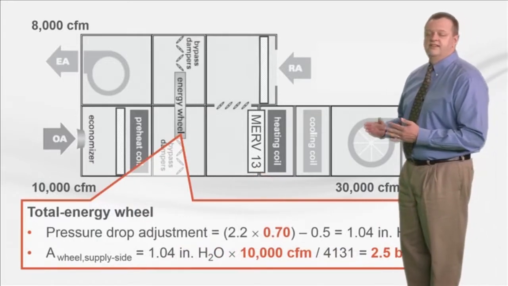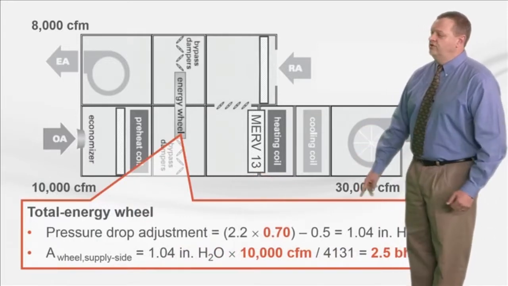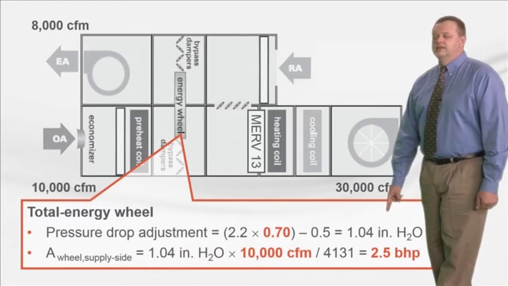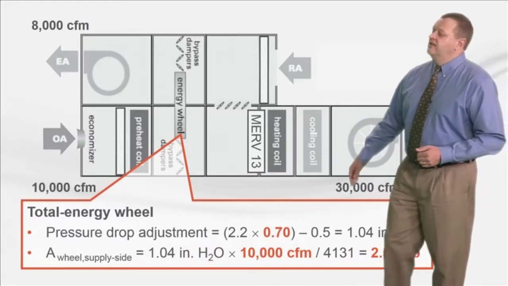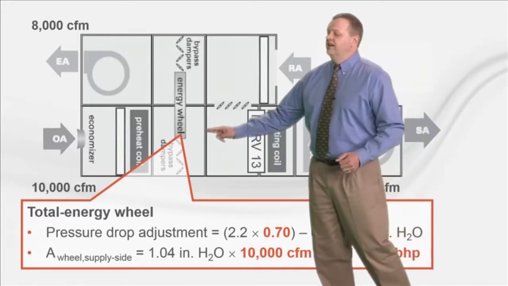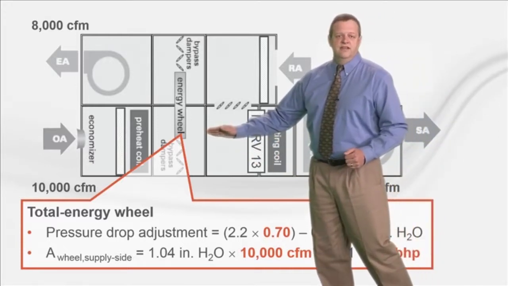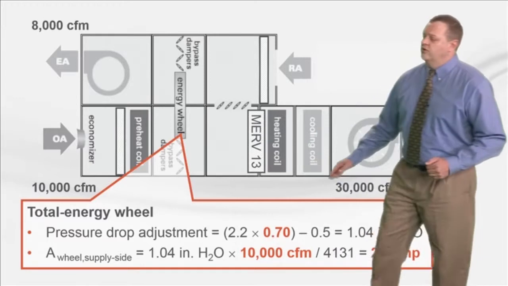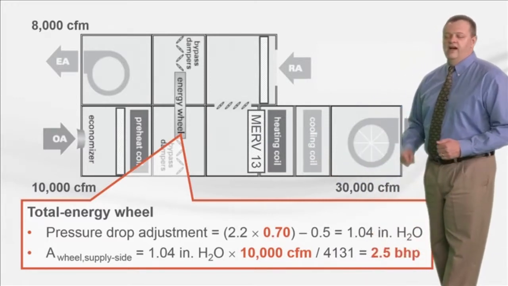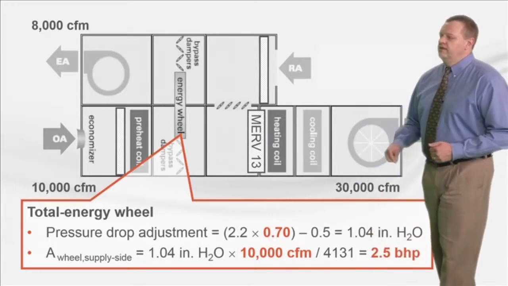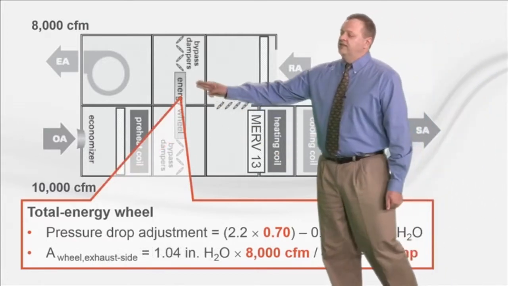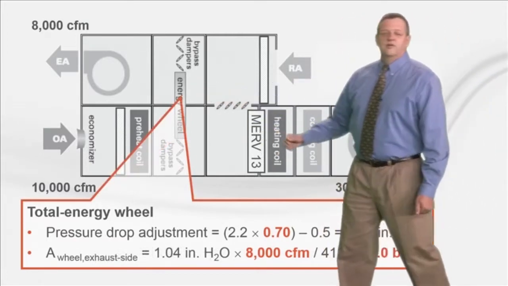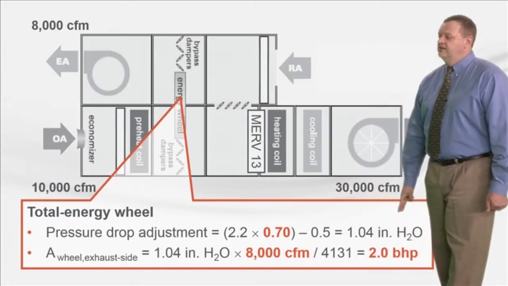Next, for the wheel, its effectiveness is 70%. So the pressure drop adjustment is calculated to be a little over 1 inch. At design conditions, the outdoor airflow through the supply side of the wheel is about 10,000 CFM, so the horsepower credit is calculated to be 2.5. The airflow through the exhaust side of the wheel is only 8,000 CFM on this side, so the horsepower credit for this side is 2.0.